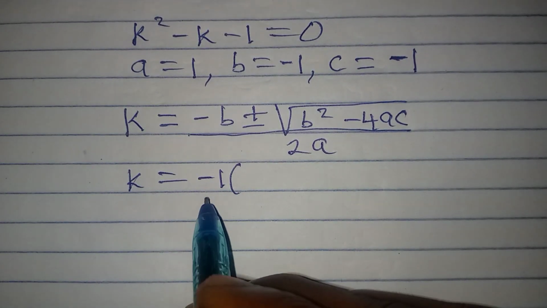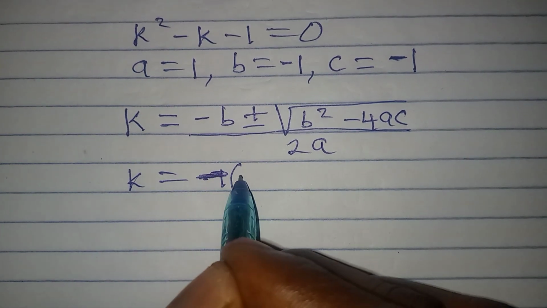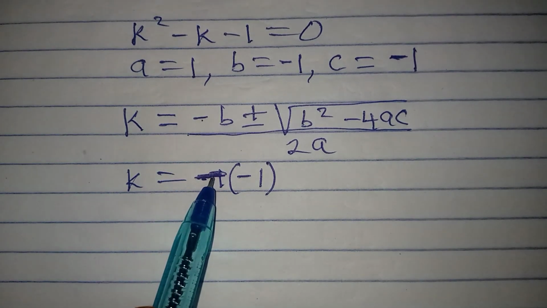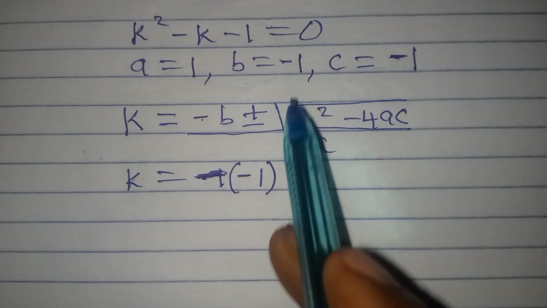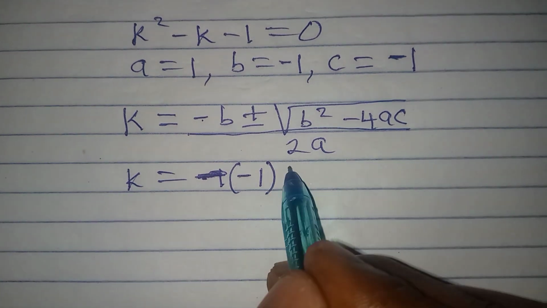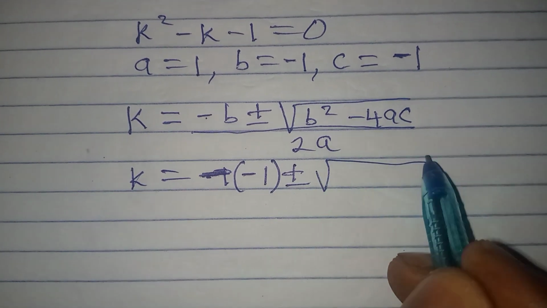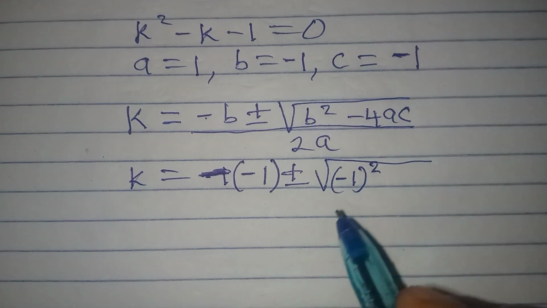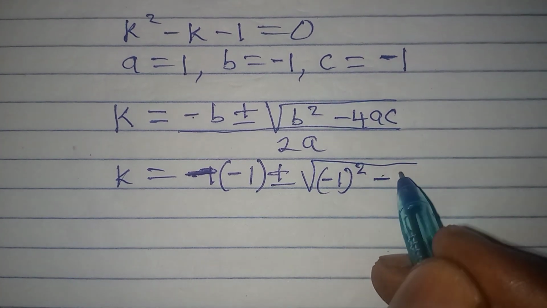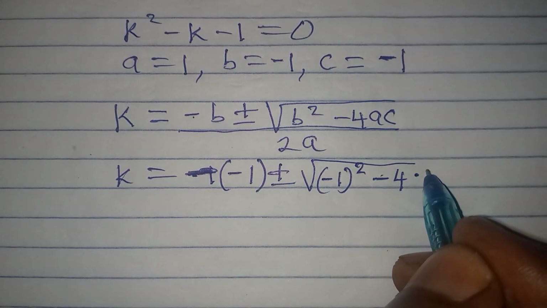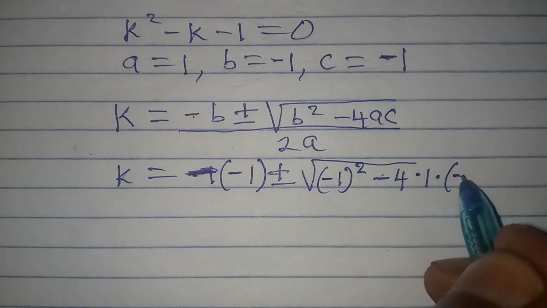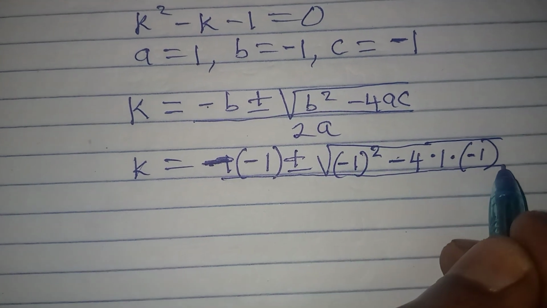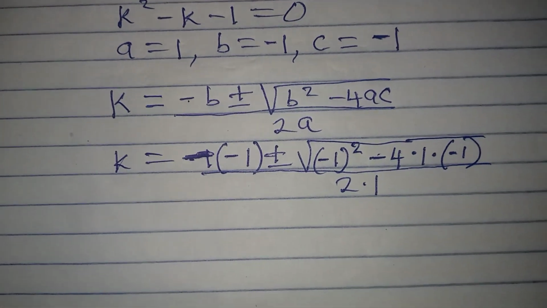Okay, so we have negative multiplied by negative 1. Now we'll explain why. We have negative in front of the b, and b itself is negative 1. So that's how we got negative, negative. Positive or negative. Then I'm getting over to here. We have b squared, which will be minus 1 squared, because b is minus 1. Then minus 4 times a, which is 1, times minus 1 for c. And the whole of this is over 2 times 1.